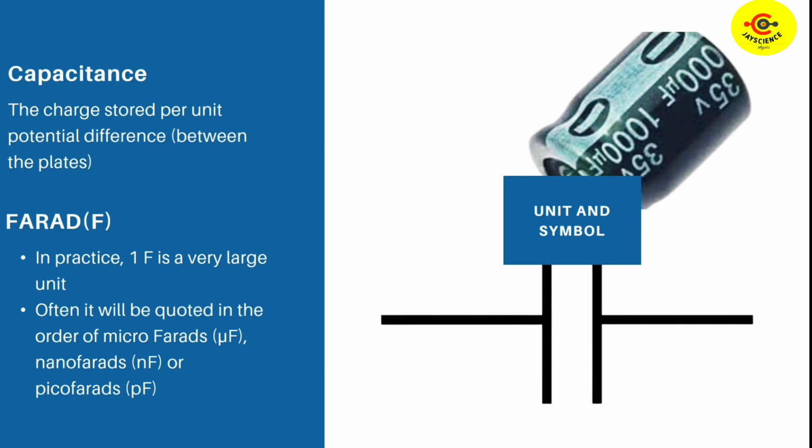All right, and then we can talk about what we call the capacitance, which is a term we use when we're talking about the charge stored per unit potential difference between the plates, and it's got the symbol which you have right on the screen. And then capacitors usually have a rating. You've got 35 volts, 1000 microfarads.